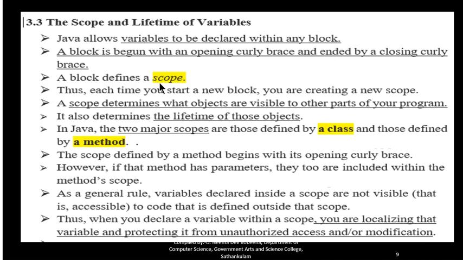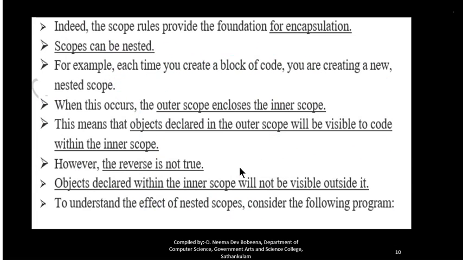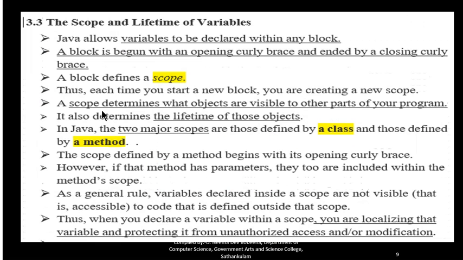A block defines a scope. So within a block there is a scope. What is meant by scope? A scope determines what objects are visible to other parts of the program. The scope will tell which parts are visible to other parts of the program and which parts are not. It also defines the lifetime of the object. The scope specifies which objects are visible, as well as the lifetime of the object.